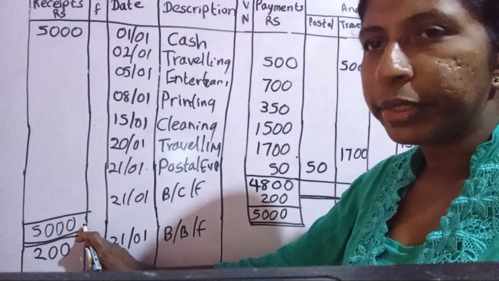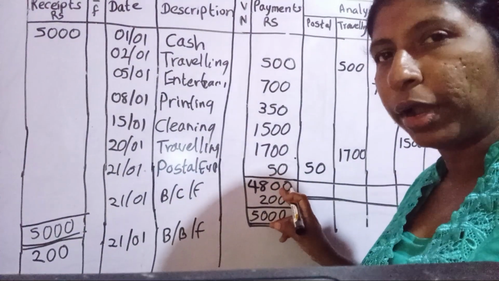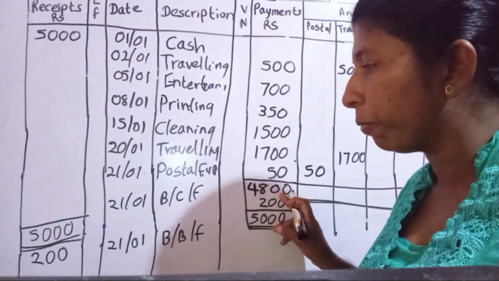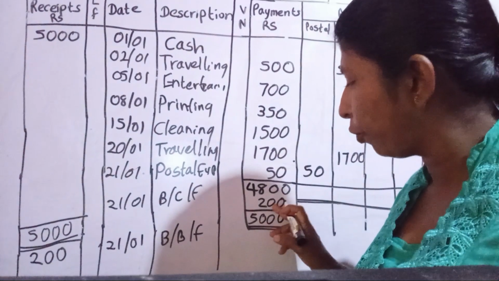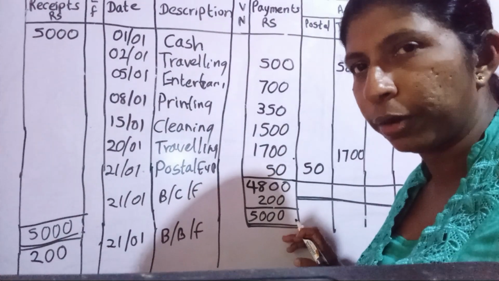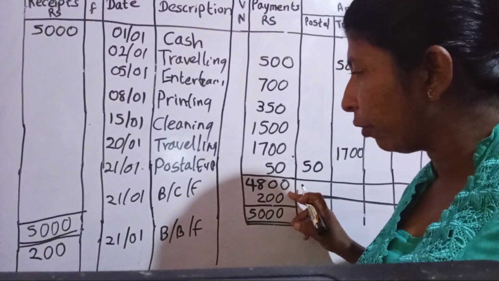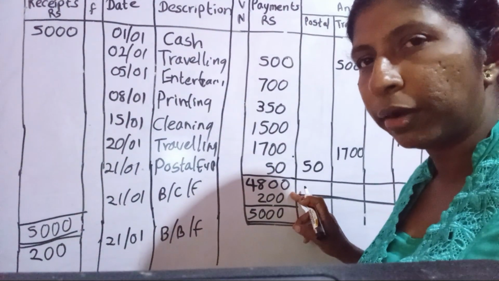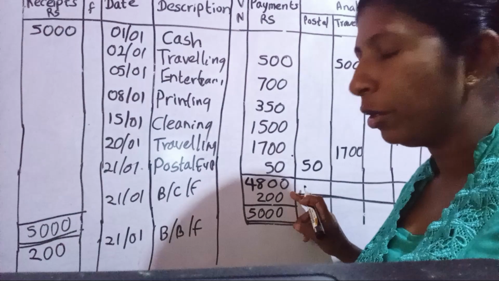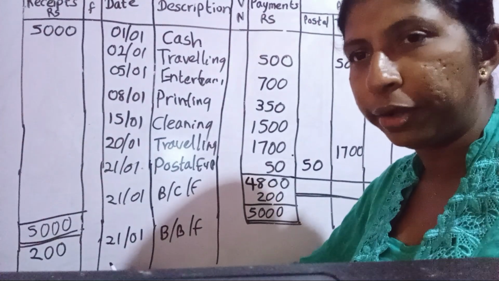Our petty cash imprest is 5,000. After this request, our expense total is 4,800. We will receive 4,800 from the main cashier because we have 200 balance in hand. Altogether, this balance should become the 5,000 petty cash imprest value. Therefore, after the request, this petty cashier will receive 4,800 from the main cashier. Imagine today itself, that means 21st January, we received this 4,800.